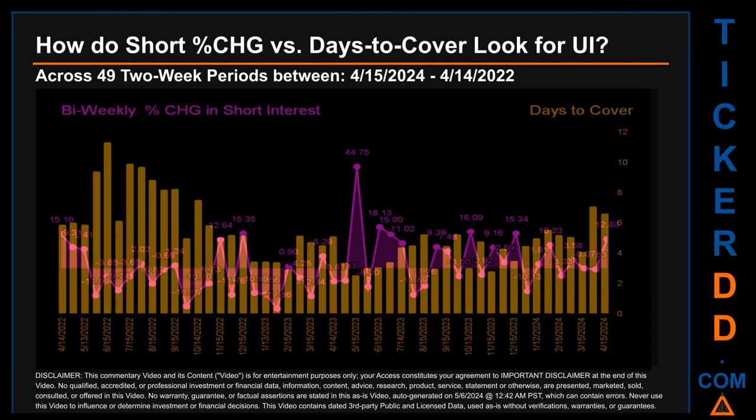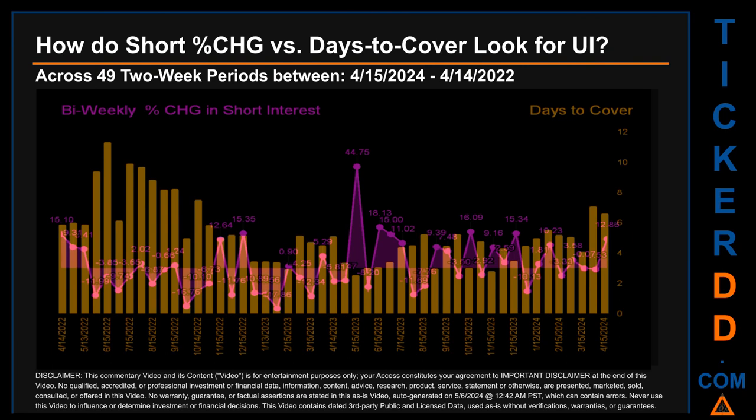Zooming out, I looked across 49 two-week snapshots, from latest found, April 15, 2024 to oldest found, April 14, 2022. In the graph, I overlaid bi-weekly percentage change in short interest against days to cover. Across these 49 two-week snapshots, the average percentage change of short interest was about 1%. Other interesting data points include: the largest percentage increase in short interest was 44.75%. It occurred once on May 15, 2023 settlement date.